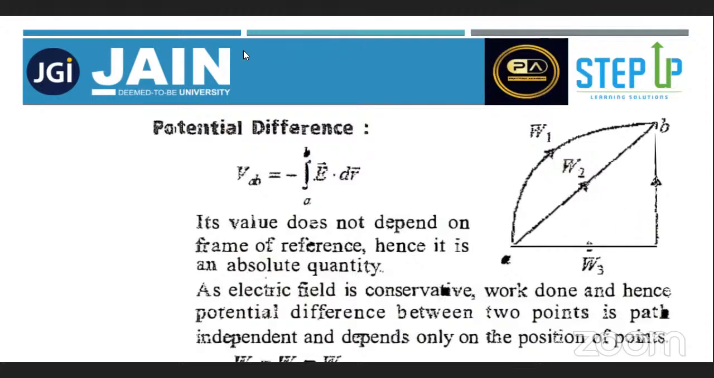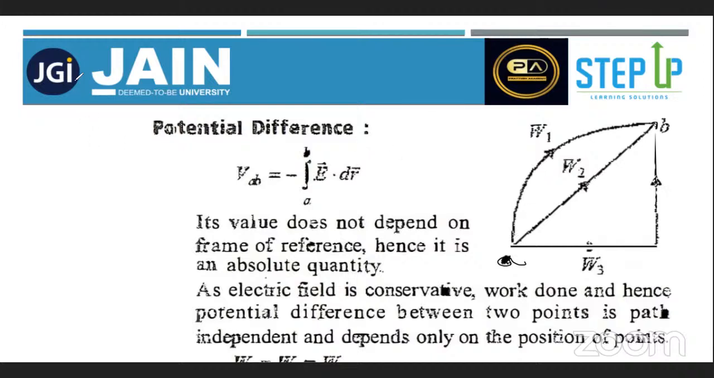Now we have to discuss potential difference. The potential difference is between two points, like from point A to point B. Potential difference is basically the work done in bringing a charge from one point to another point. That is basically the work done.